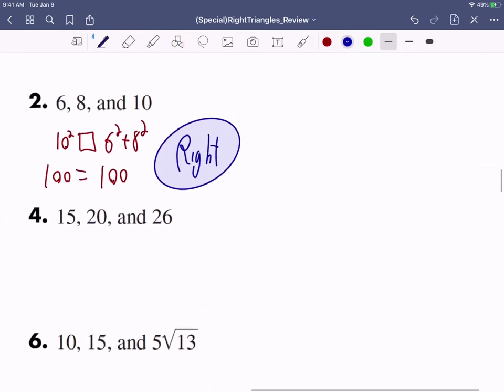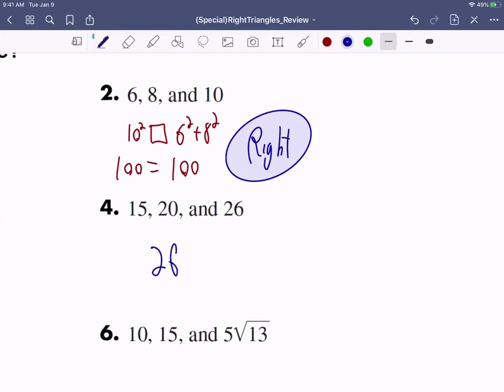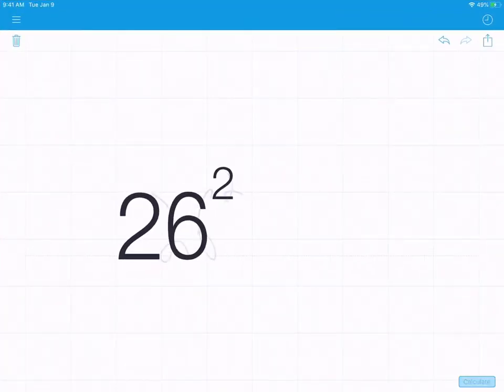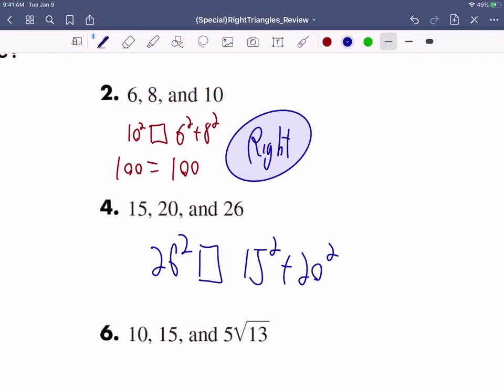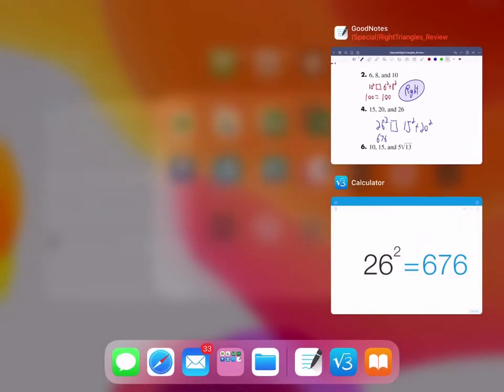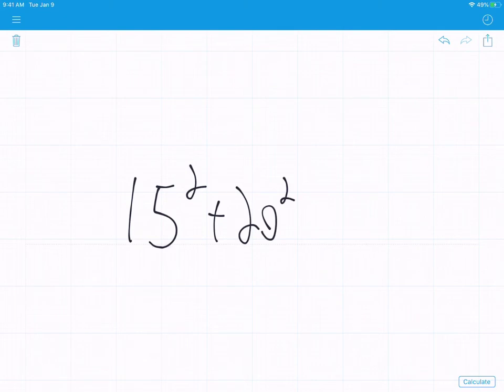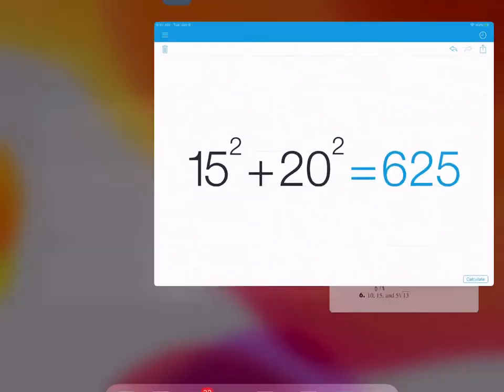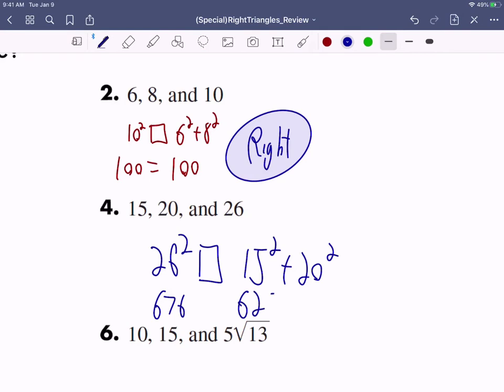This one's a little bit interesting. I'll wait for the decimal one. All right, 26 squared blank 15 squared plus 20 squared. 26 squared, 676. 15 and 20, I have a feeling they're not equal. 15 squared plus 20 squared, that one you could probably just do in your head, what's that, 400 plus 225? Yeah. All right, 625, and then that's greater than, which we all know is obtuse.